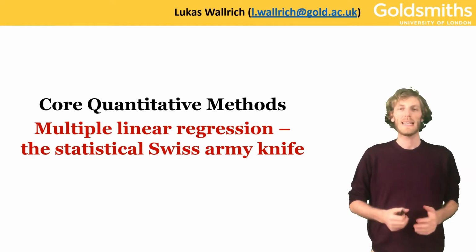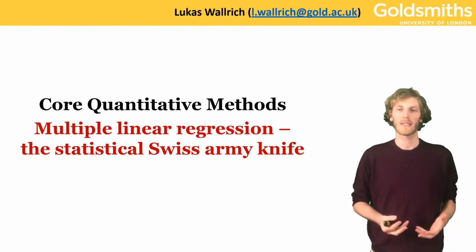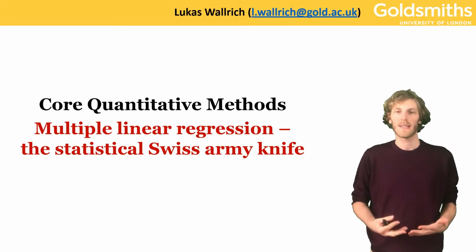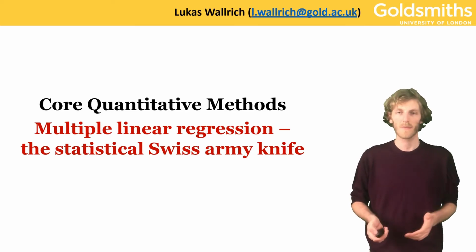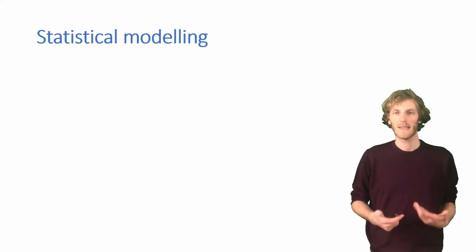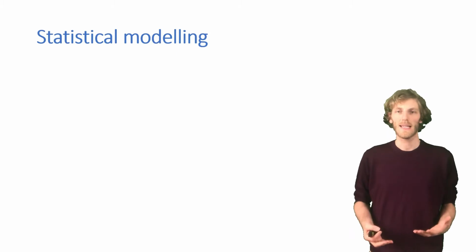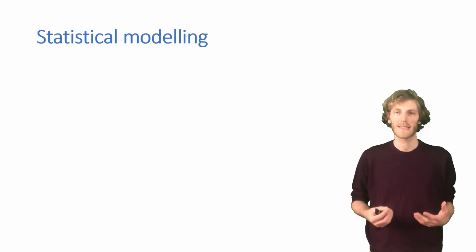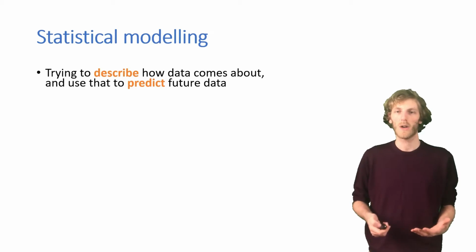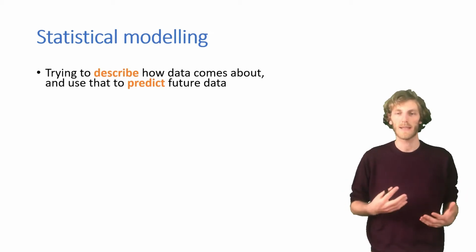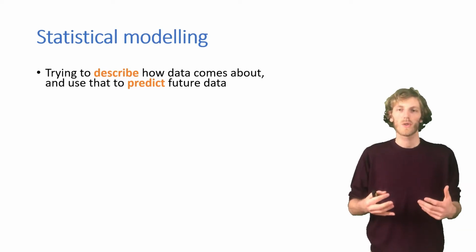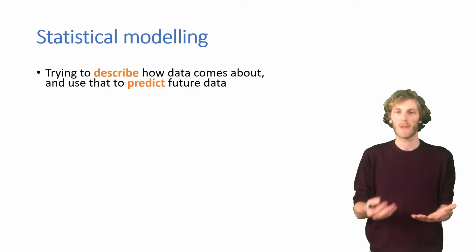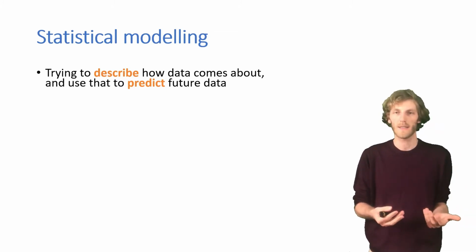Welcome back. In this video I'm going to introduce multiple linear regression, which is the most versatile approach to statistical modeling that we're going to be looking at in this course. So what's statistical modeling? Just briefly. The idea is, like in any kind of model, that we're trying to find a simplified description of the relationship between various parts of our data, and that we can then use that to make predictions about future data or about just other situations.